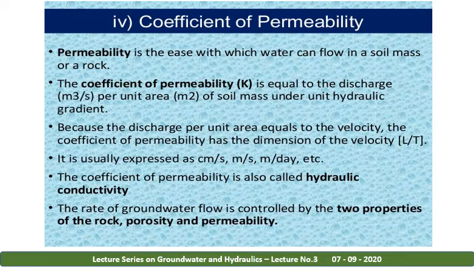The coefficient of permeability can be written as capital K, which is equal to the discharge per unit area of a soil mass under unit hydraulic gradient. It tells how much water can be yielded in that particular region, which allows water to discharge. Here you can see the word discharge. Discharge means allowing water to yield. Because the discharge per unit area equals the velocity, the coefficient of permeability has the dimension of velocity.